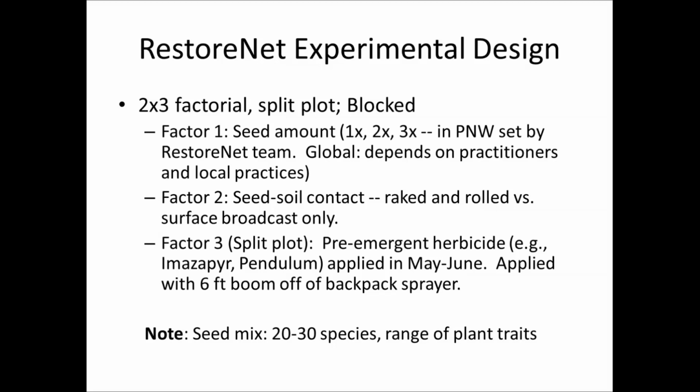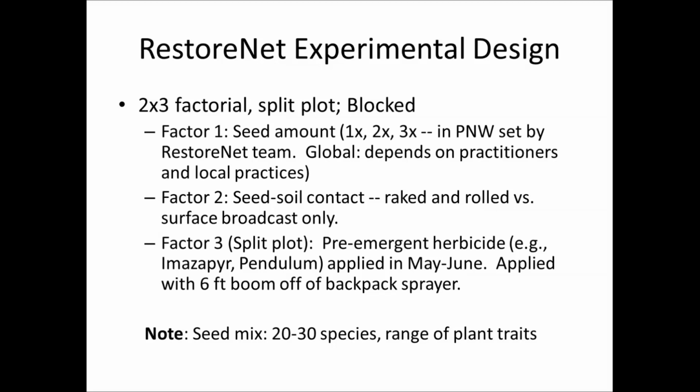The second factor is the seed soil contact manipulation. That's raking and rolling versus surface broadcasting only. And then the third factor will be a split plot. Although we're revisiting this, we may change this, but the idea is to use a split plot statistical design where each of the other treatment combinations is split in half. Half receives the pre-emergent herbicide treatment, such as imazapyr, applied in May and June. One reason we're looking at the herbicide imazapyr is that it has some formulations that are labeled so that it can be used in aquatic environments, such as habitat is a formulation like that. It's also labeled for use in wildland restoration, so it's available for this on a larger scale.